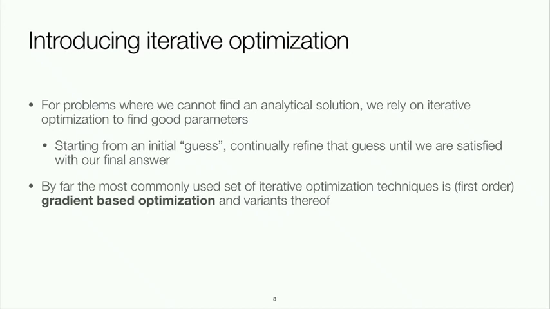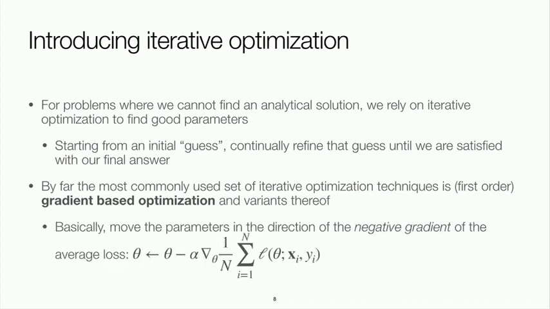By far, the most commonly used set of iterative optimization techniques is what's known as gradient-based optimization, or specifically first-order gradient-based optimization, which basically means we're using first-order information, like derivative information, gradient information, right? We're not using any second-order information like Hessians or something like that, right? And there are variants on how we actually do this gradient-based optimization, but the general formula is extremely simple. It's basically you repeat this following step forever, or until you're satisfied, or until you run out of patience.